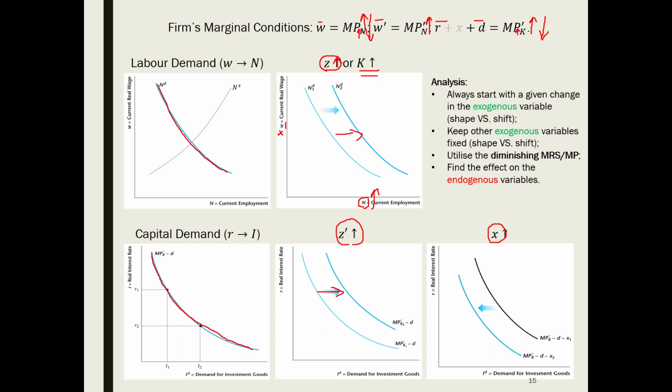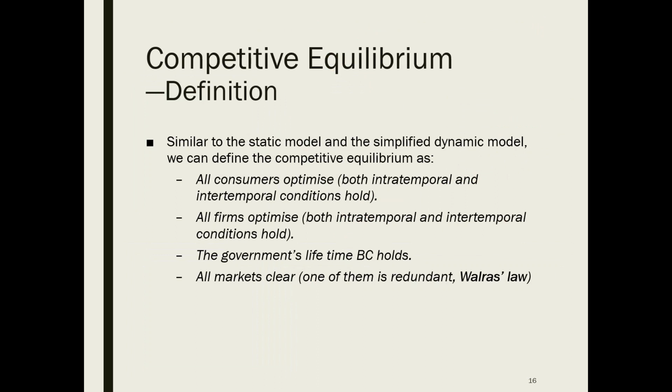Use your logic. Now that we have analyzed the optimal decisions of the consumer and the firm, both mathematically and graphically, we are now ready to combine them for the competitive equilibrium in the all-in-one RBC model. To summarize, we have the following four sets of conditions.